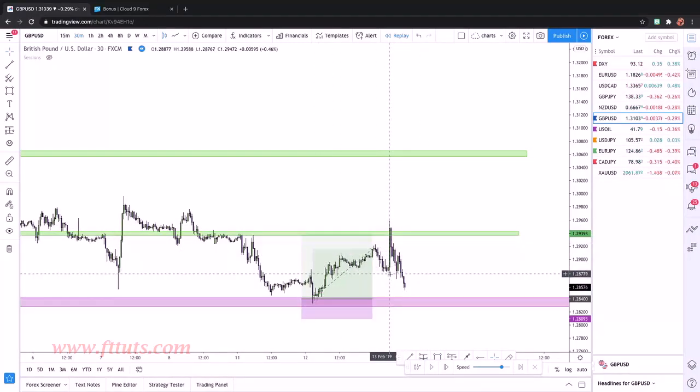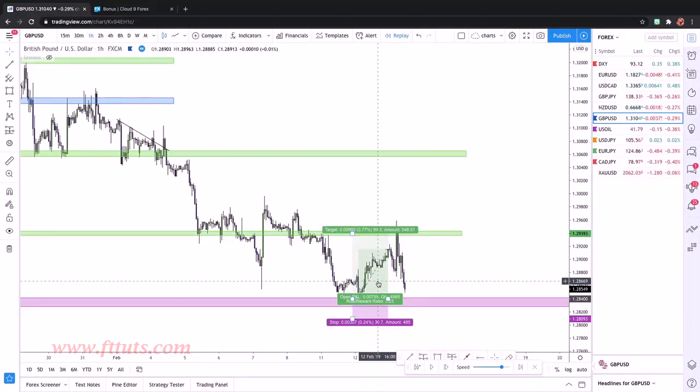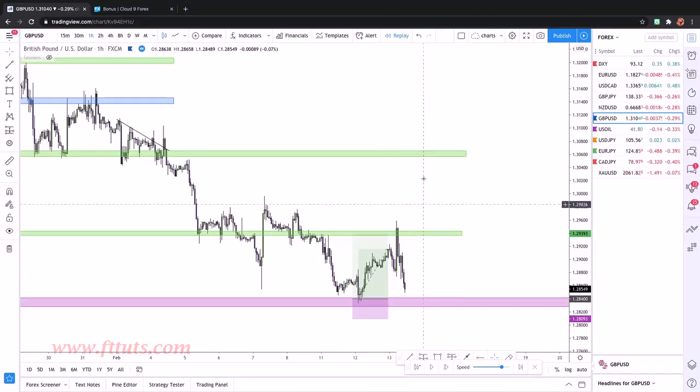So I thought it was going to come down for a second touch, but what ended up happening is it exhausted. 15-minute again, you can see that reversal, hit our target and then reversed. So again, just from this 1 to 3, about 100 pips. Just off this level, okay?